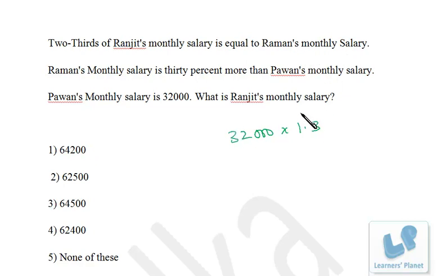Now, this is Raman's salary, and this is actually 2/3 of Ranjit's salary, right? 2/3 of Ranjit is this. That means Ranjit's salary will be 3/2 of this, right? So I just write 3/2 over here. Just solve it simply.